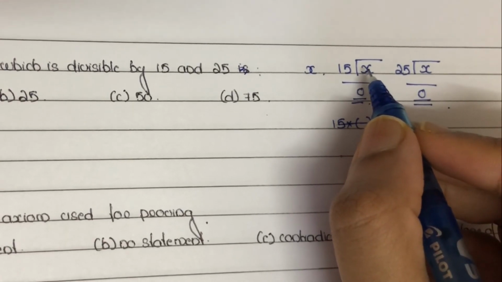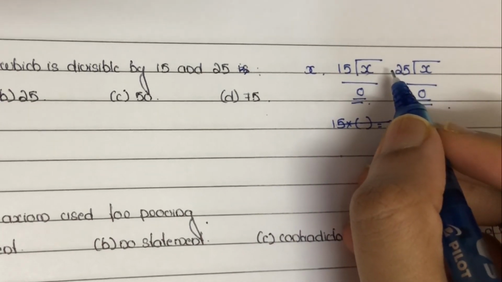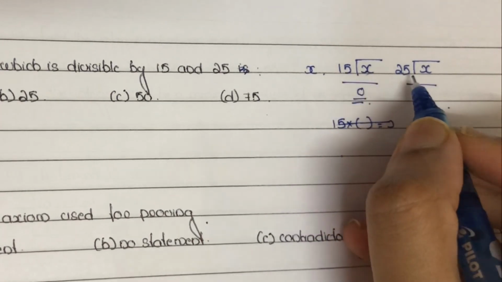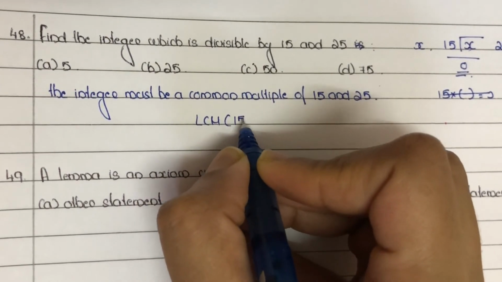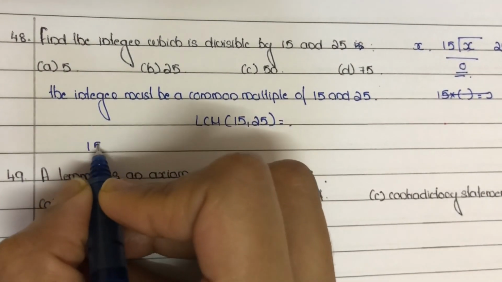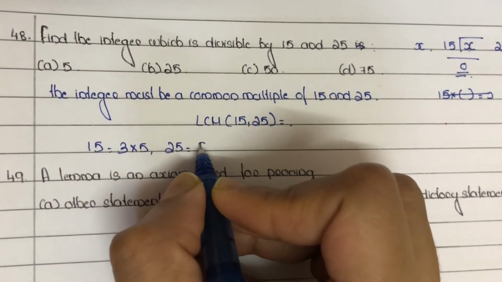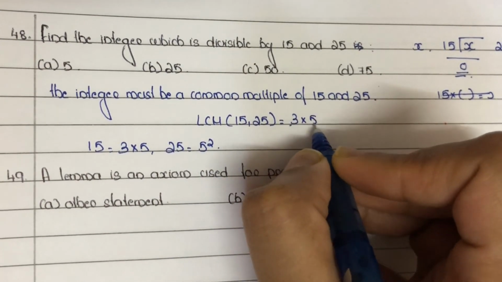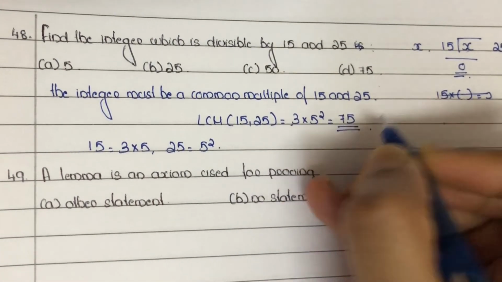So what we can say, x is a multiple of 15. Similarly, x is a multiple of 25. So altogether we can say that x is a common multiple of 15 and 25, that is LCM of 15, 25. 15 you can write as 3 into 5. Similarly 25 we can write as 5 squared. So LCM is 3 into 5 squared, that is 3 into 25, 75. So option D.